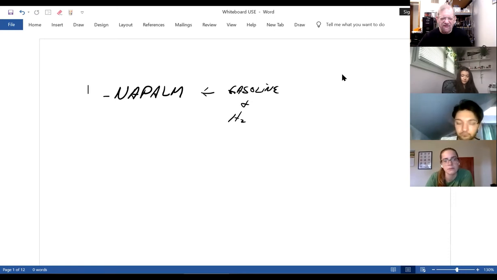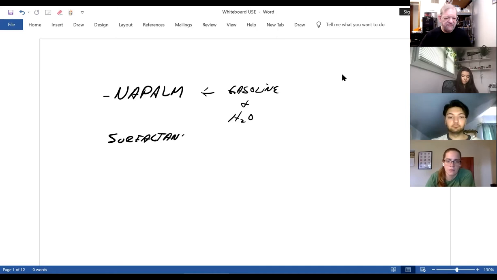It's now a different formulation, and do not try this ever anywhere, home or elsewhere. Gasoline and water, but you know, gasoline and water don't mix. Like dissolves like, or one's polar, one's nonpolar. So they needed a surfactant to hold the two together.